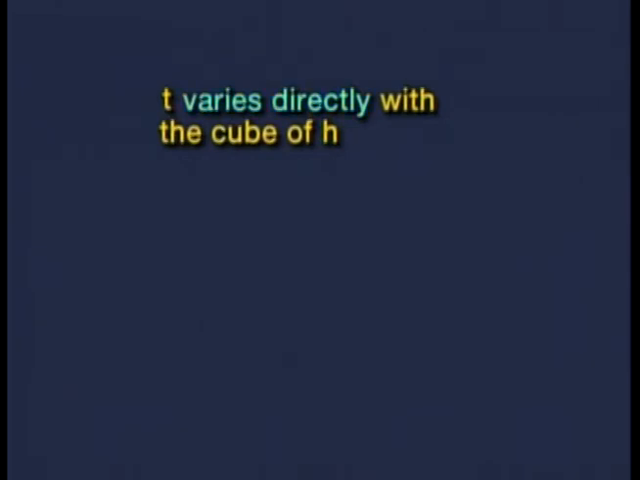The words varies directly with mean equals k times. The general formula is T equals k times h cubed. A middle-aged man who is 6 feet tall has a threshold weight of 201 pounds. We'll find the value of k by using this information.